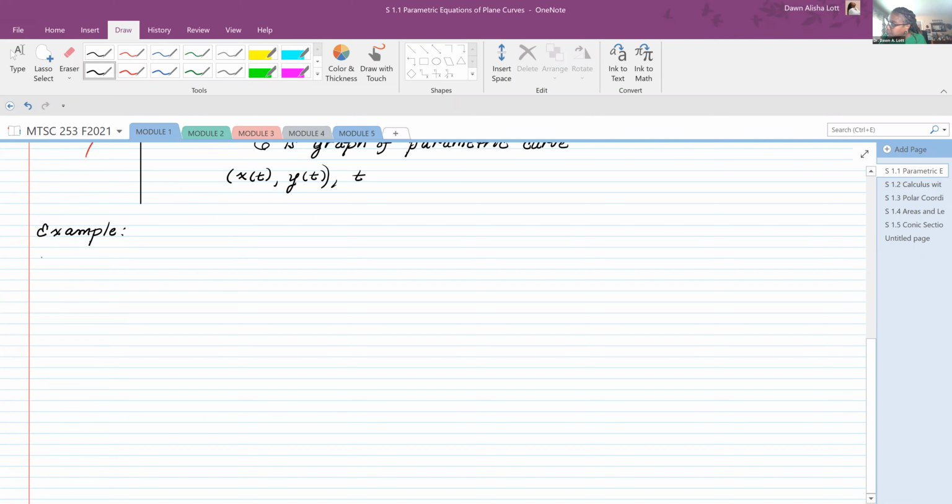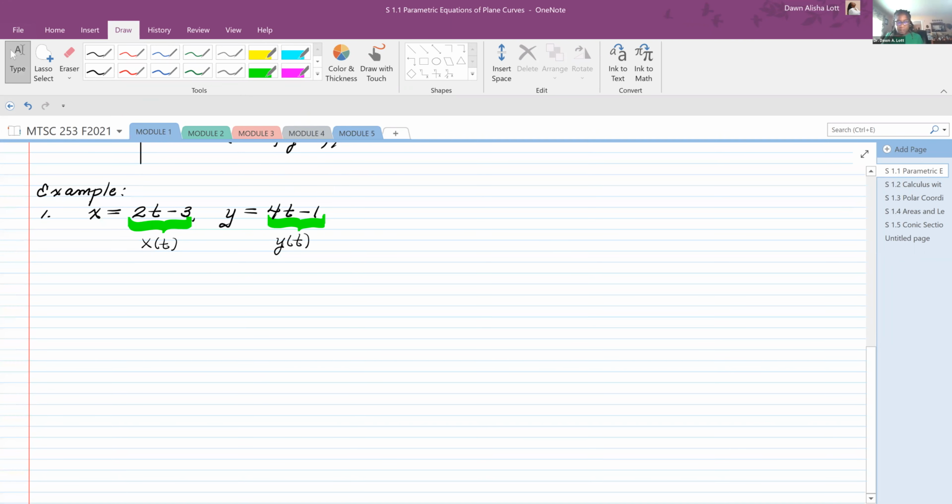Okay, so here's the first example. Example 1, let's say we have x is 2t minus 3, and y is 4t minus 1. So this is x of t, and this piece is y of t. So now I know what they are. I'm asked to sketch the curve.